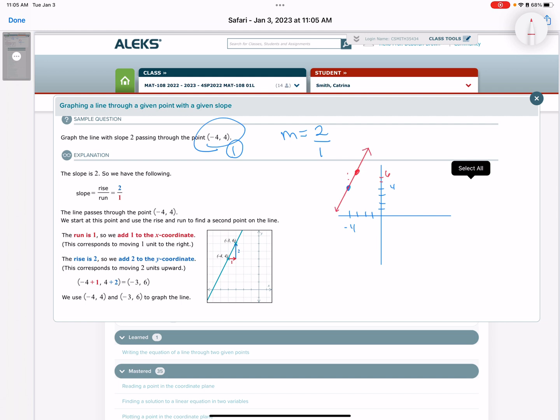On your computer program you don't, but if you're hand drawing it, I would put arrows on both sides because that means that this goes forever. It doesn't stop on one side or the other.